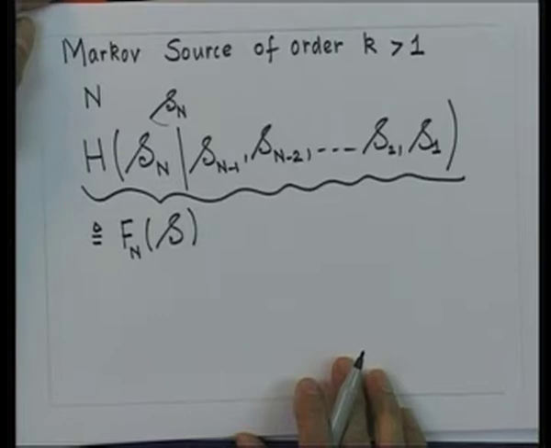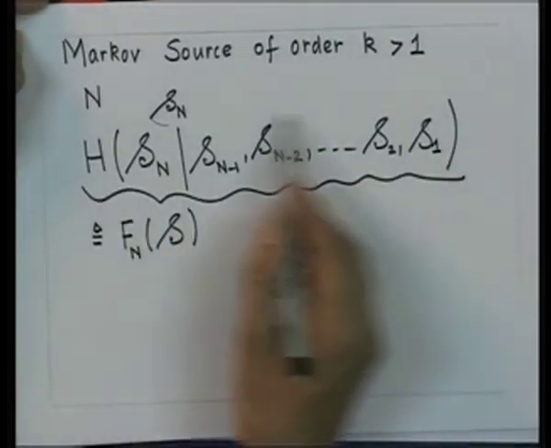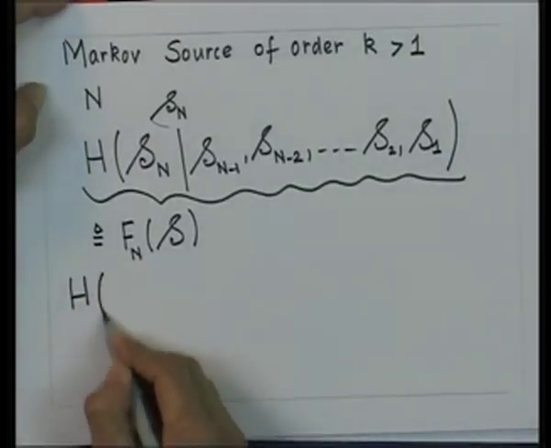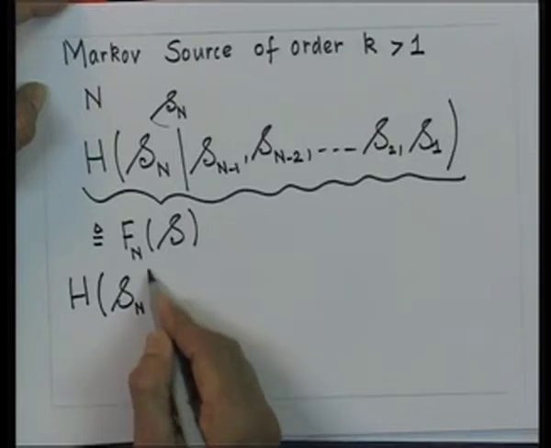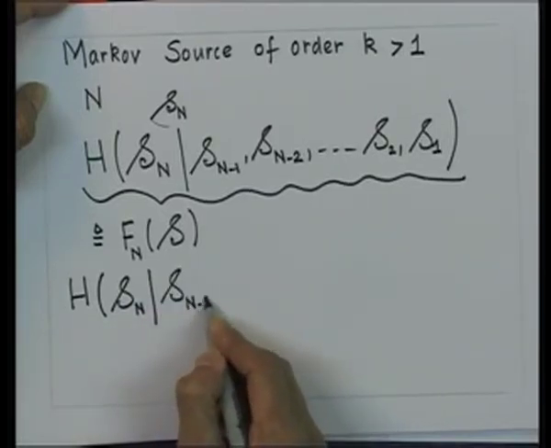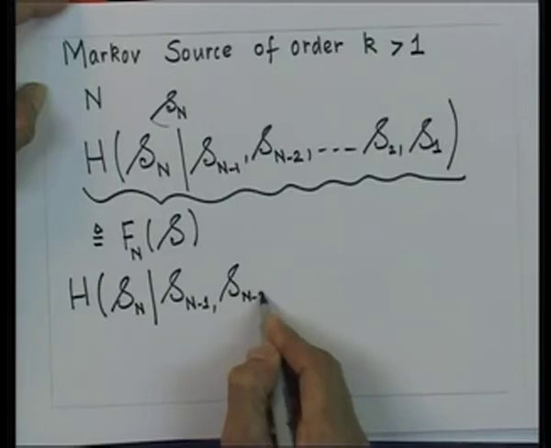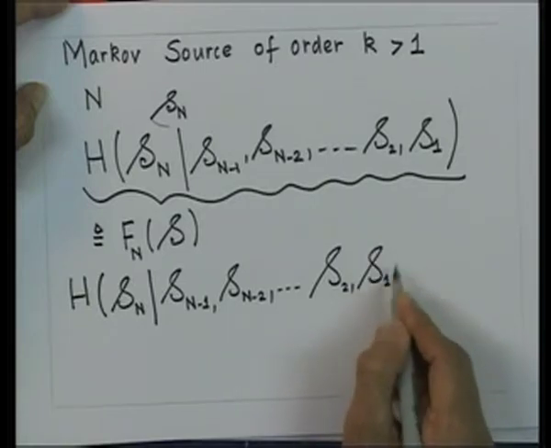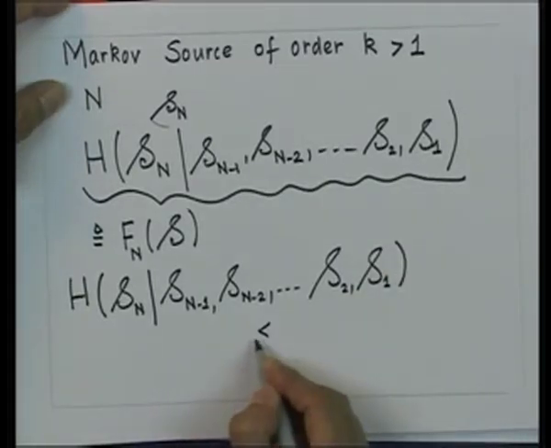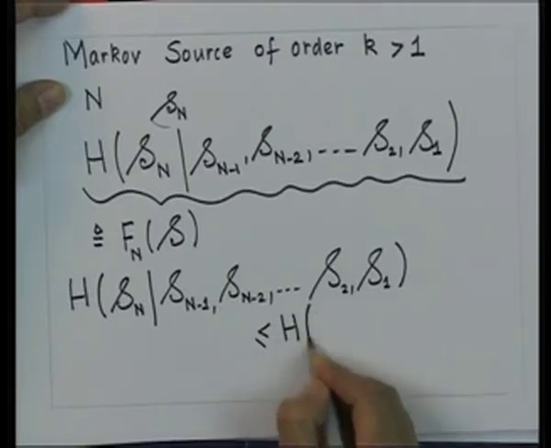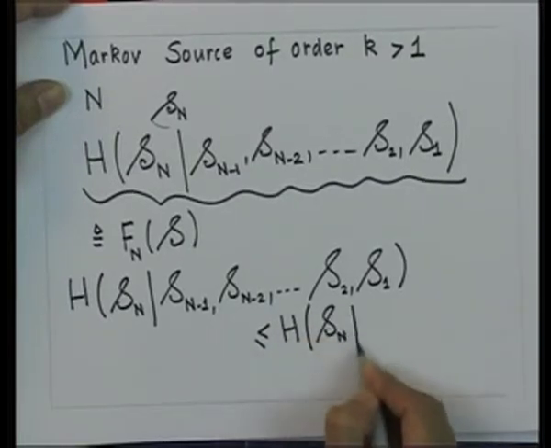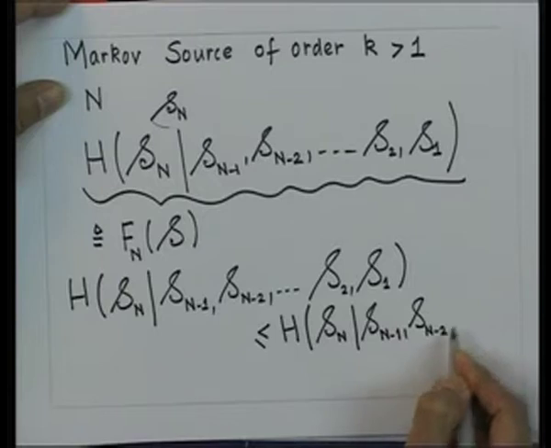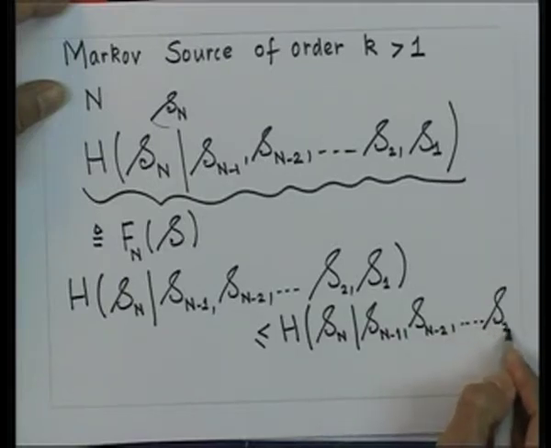Now, before we go ahead, there are some interesting properties of these Fns. One interesting property would be that H of Sn given Sn minus 1, Sn minus 2, up to S2, S1 is always less than or equal to H of Sn given Sn minus 1, Sn minus 2 up to S2.